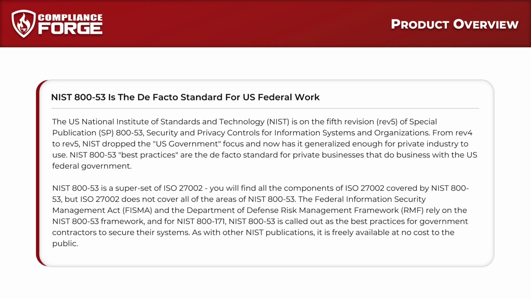Some context on why NIST 853 matters. NIST is on the 5th revision of Special Publication 853, Security and Privacy Controls for Information Systems and Organizations. From Revision 4 to Revision 5, NIST dropped the U.S. government focus and now has it generalized enough for private industry to use. NIST 853 best practices are the de facto standard for private businesses that do business with the U.S. federal government. One thing to keep in mind is that NIST 853 is a superset of ISO 27002. You will find all the components of ISO 27002 covered by NIST 853, but not the other way around.